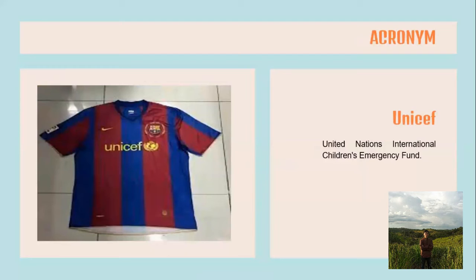Okay, next is an acronym. An acronym is the result of several words which are then abbreviated to form one short word. As we can see in the picture, there is an example of an acronym. In the middle of the football jersey, there is a word written UNICEF. UNICEF is actually an acronym because UNICEF stands for United Nations International Children's Emergency Fund. Next.